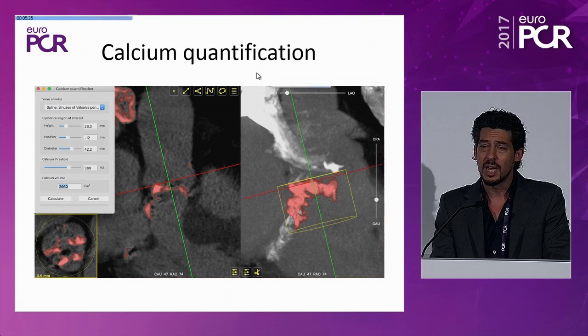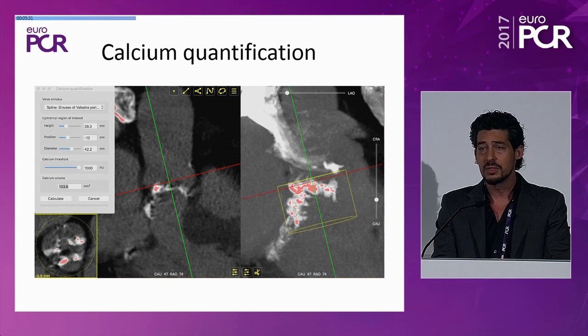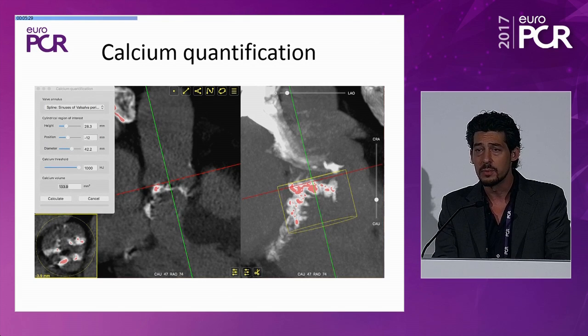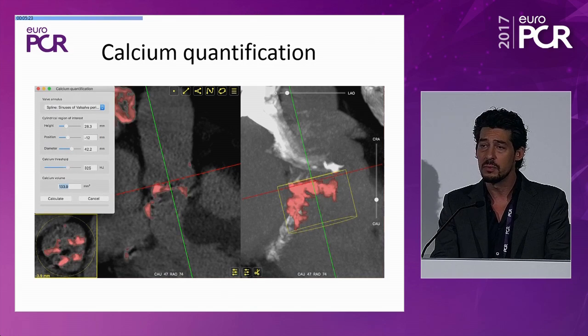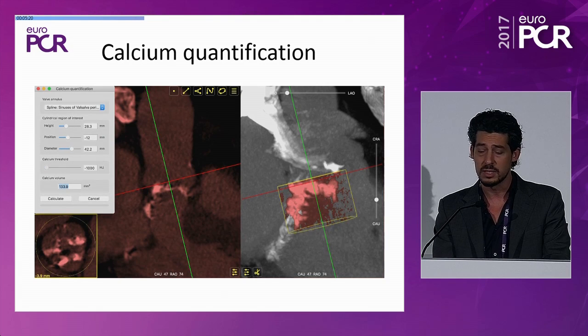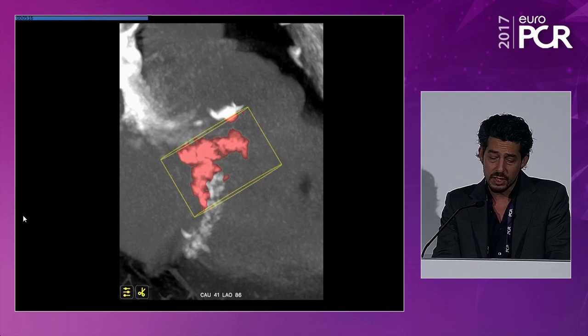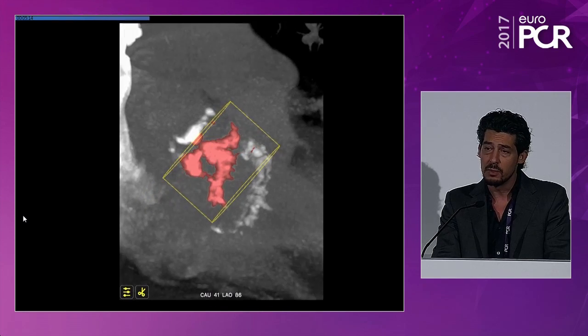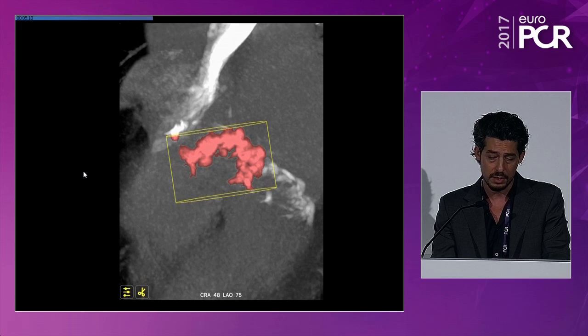Just in general, if you have less than 500 millimeter cubed of calcium, it's considered mild. 500 to 1,000 is average from what we see over hundreds of patients. 1,000 to 1,500 is severe, and once you get above 1,500, it's considered extreme. So this is just another representation using the MIP plus the region of interest, and again, just to give you an idea of what type of calcium we're dealing with.